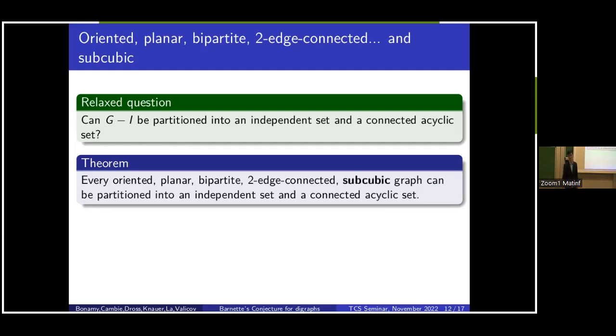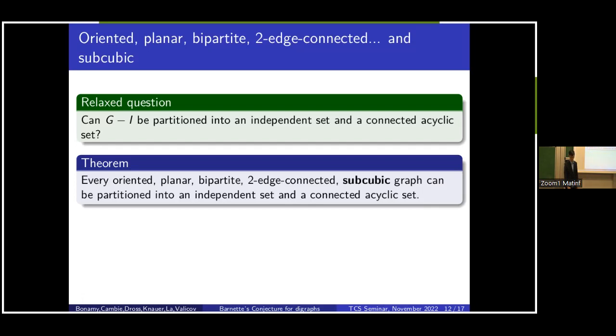But unfortunately, this is only true if you add another restriction on top of it, which is subcubic, meaning maximum degree at most 3. So this is the result that we proved in Bordeaux. And we actually also found a counterexample to this with maximum degree 4. So this really answers this relaxed question. Well, it does not mean that the original question is false yet, but we also managed to build a counterexample to that recently using the counterexample to this theorem.